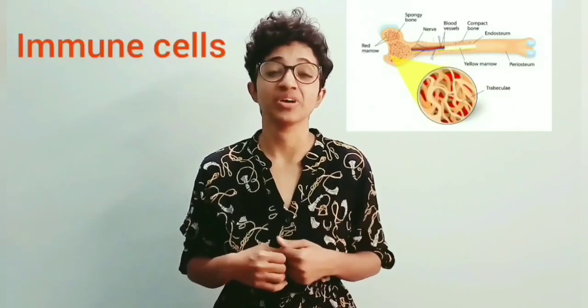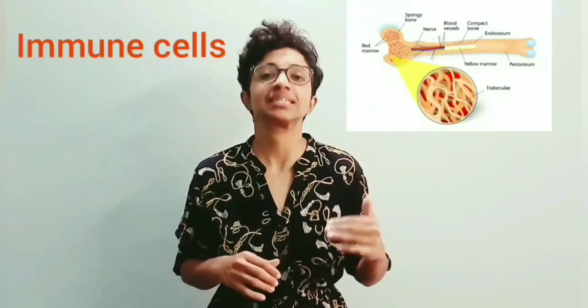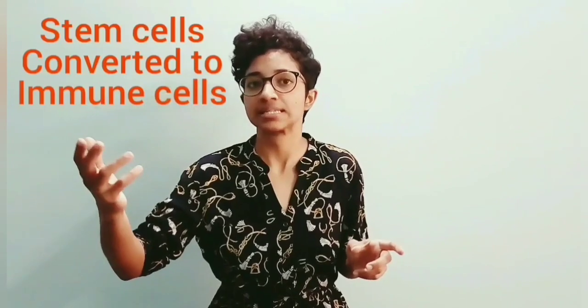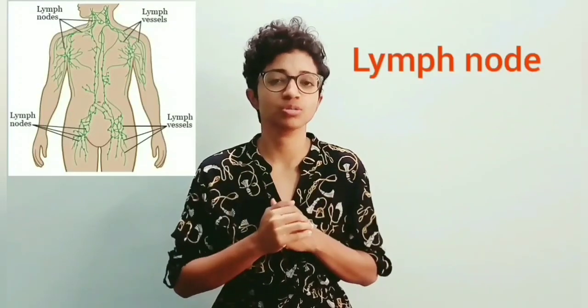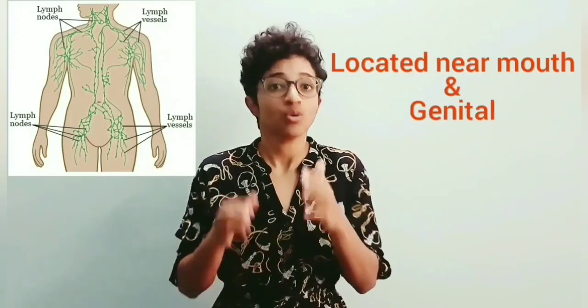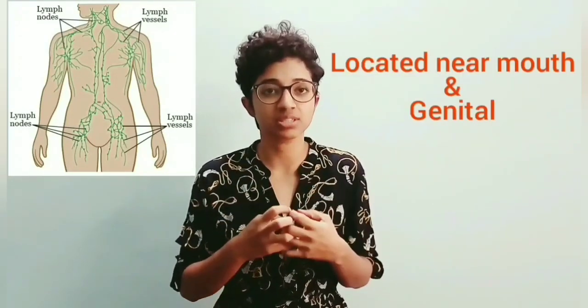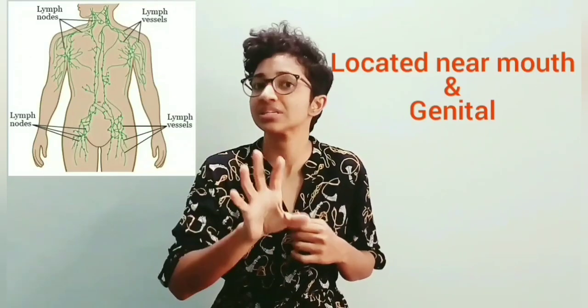Bone marrow is a place where immune cells are born and constantly replenished. These immune cells are produced as stem cells before developing as immune cells. And the lymph nodes are located throughout the body near the openings like the mouth and genital areas. What this does is it stores the immune cells and deploys them during infections.